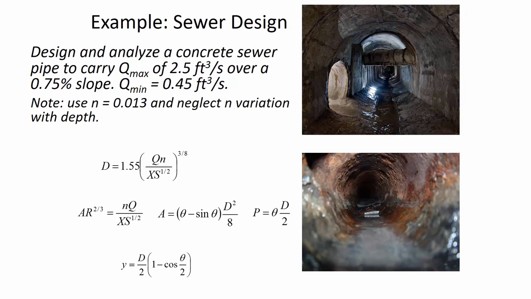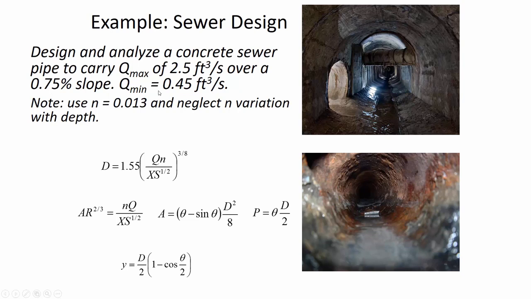You should be able to download it. It's just right at the main page of the site. It's an Excel file. And we're going to go through the process of designing and analyzing a concrete sewer pipe to carry a maximum of 2.5 cubic feet per second, and the slope is 0.75%.